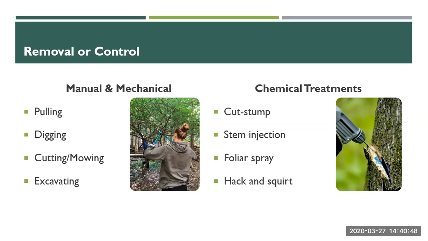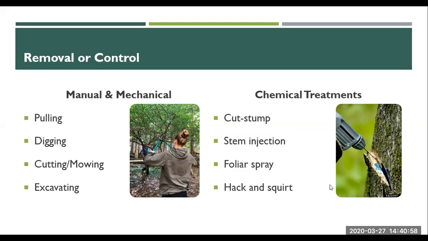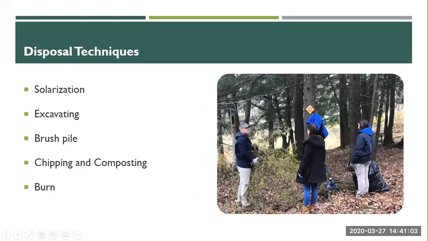There's also biological control that we can use. It requires a lot of time and effort and money in order for a biological control to be released into the environment. So once a plant is removed, there's a couple of techniques that we use for disposal. There's solarization, there's excavating. You can make a brush pile, you can chip and compost, or you can burn. We'll go into detail of these techniques.